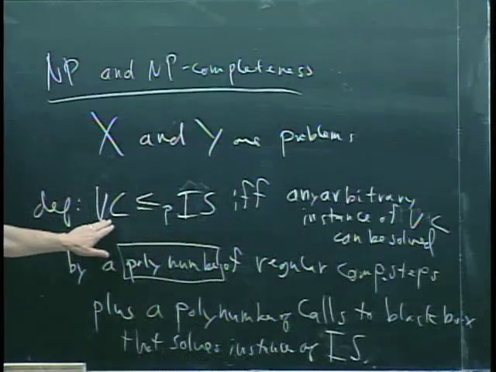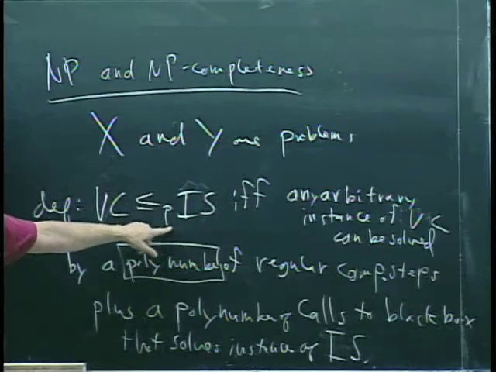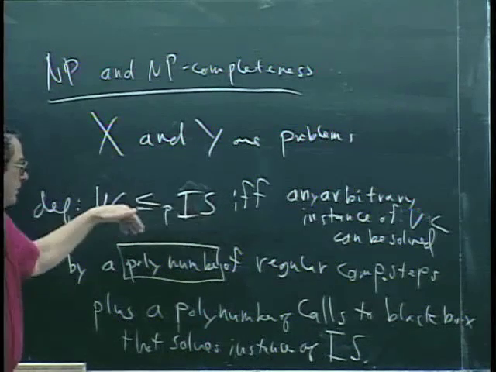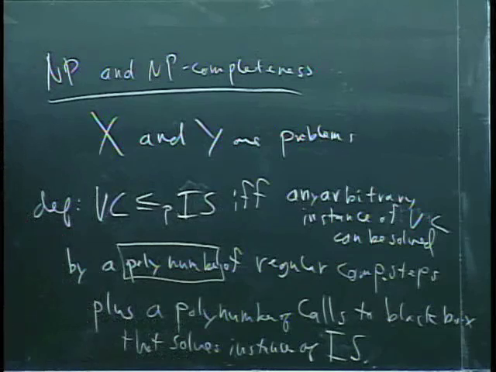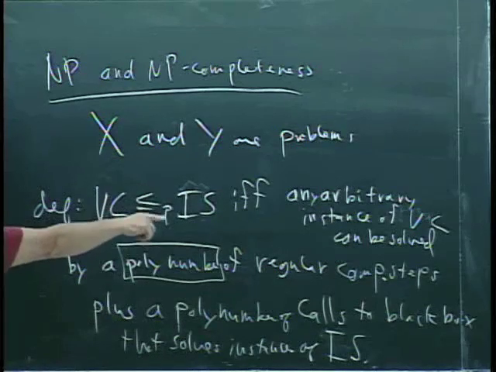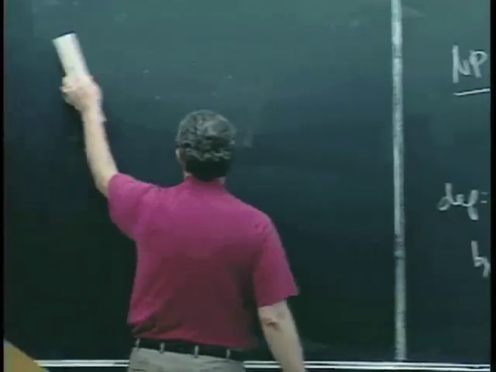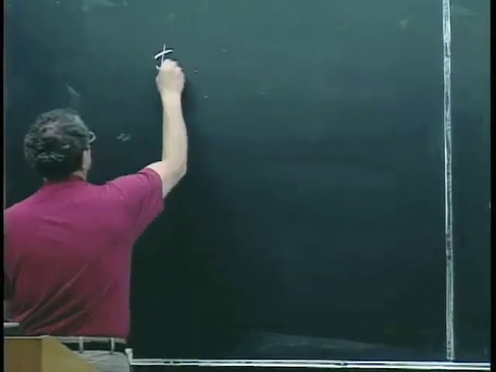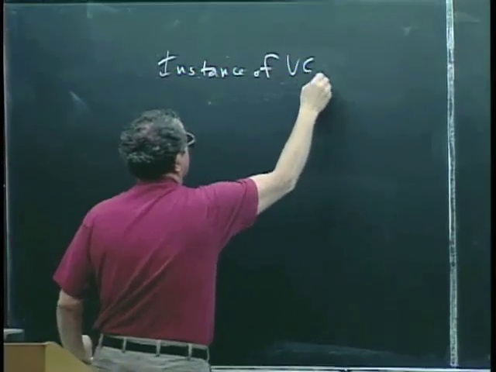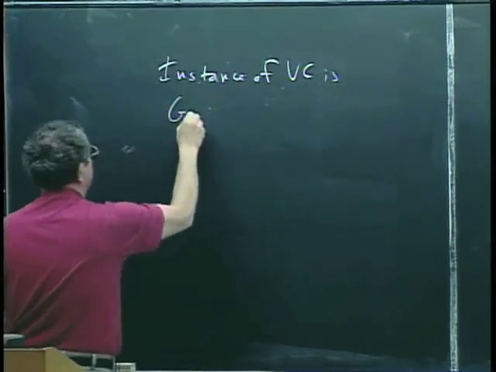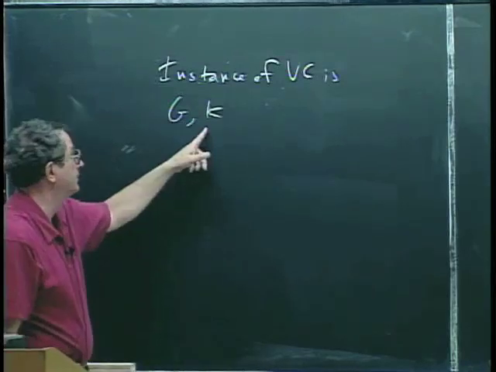So we want to show that vertex cover reduces in polynomial time to independent set, and in order to do that, we have to satisfy this definition. So we need to think about an arbitrary instance of vertex cover. Well, what does it look like? An instance of vertex cover is a graph G and a target K. So you've got a graph and a target.